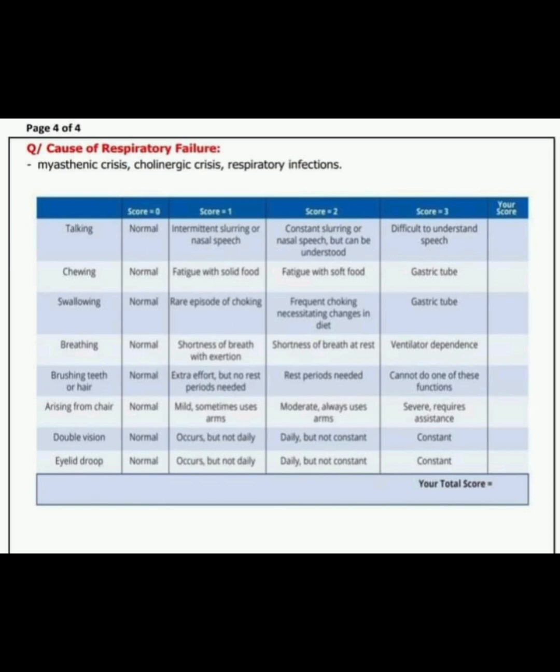Now double vision, score 0 is normal. Double vision occurs but not daily, that is score 1. Double vision daily but not constant, score 2. Double vision constant, that is score 3. Then eyelid drooping, score 0 is normal. Eyelid drooping occurs but not daily, that is score 1. Eyelid drooping daily but not constant, that is score 2. Eyelid drooping constant, that is score 3. So this is the score ranging of myasthenia gravis.